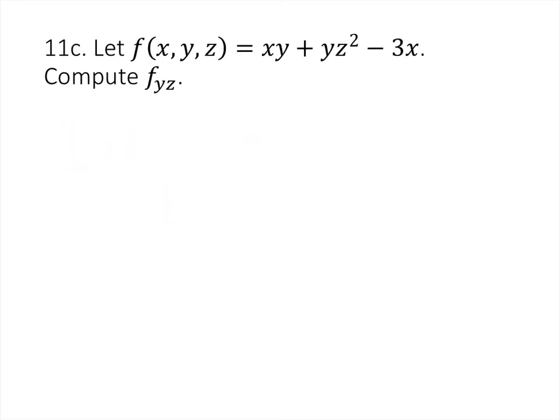And then finally we want f sub yz, so we want the partial derivative with respect to y and z. So we already figured out the partial with respect to z, so we'll just take the y partial of that. So the partial with respect to z was 2yz, so we're taking the y partial of 2yz, which is just 2z.